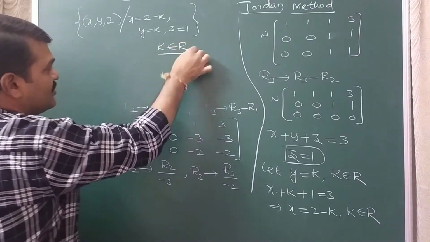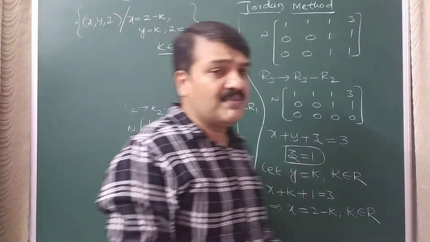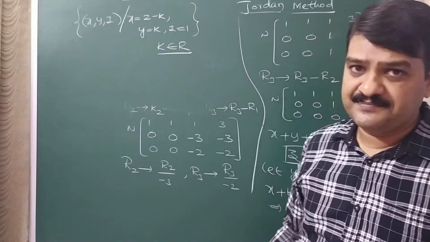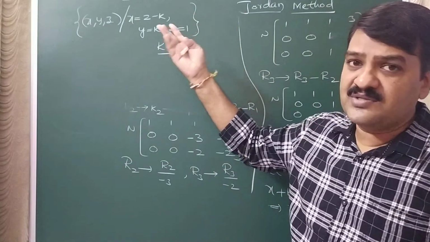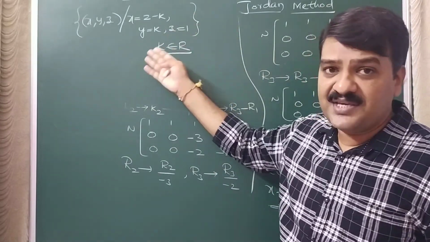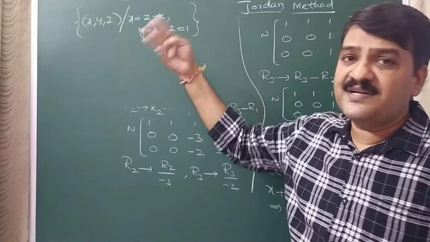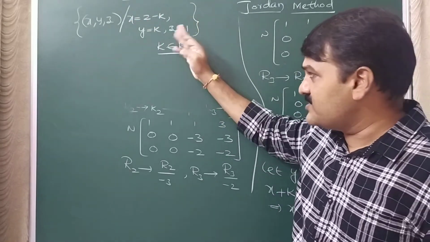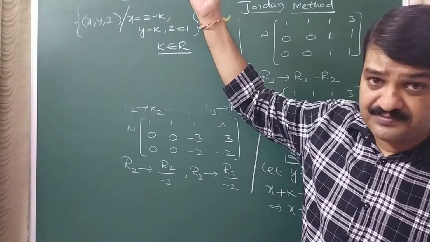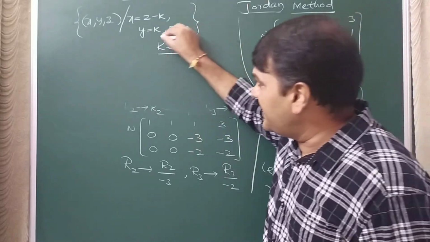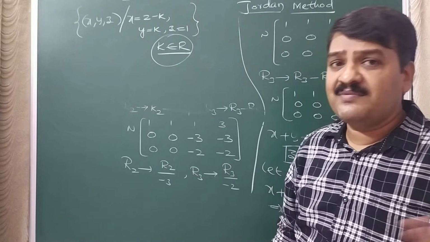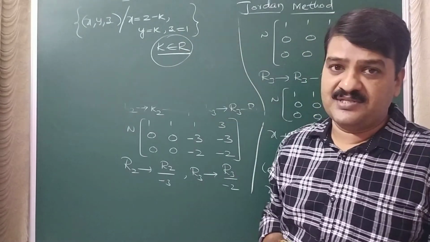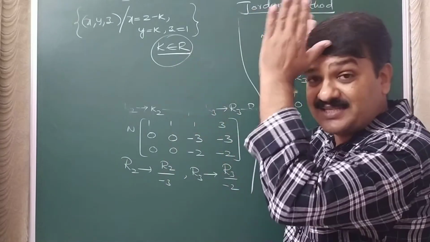Why we are telling solution set? Because by taking different values for k, you will get different solutions here. So you will get a lot of solutions based on k values. Because k is real number, you can take different values for k here. Take k is equal to 1, you will get one solution. Take k is equal to 2, you will get different solution. Like that, k is any real number means there are infinite values for k. Therefore, you can get infinite solutions. Therefore, we call that as solution set.